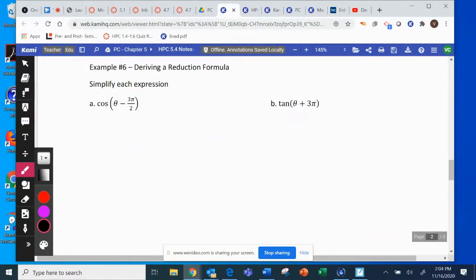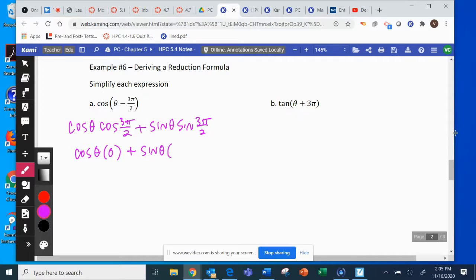Okay, deriving a reduction formula. So we're going to simplify each of these expressions using the sum and difference formulas. So this would be a cosine difference. So we're going to do cosine theta, cosine 3 pi over 2, plus sine theta, sine 3 pi over 2. So cosine theta times cosine at 3 pi over 2, which is 0, plus sine theta times sine at 3 pi over 2, which is negative 1.